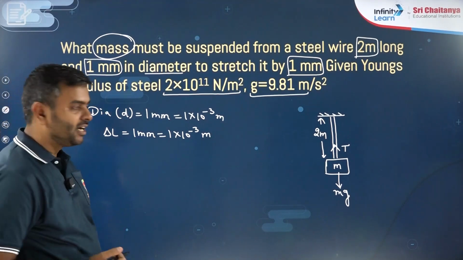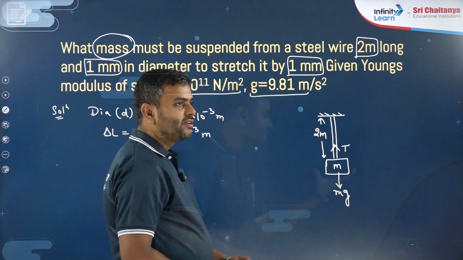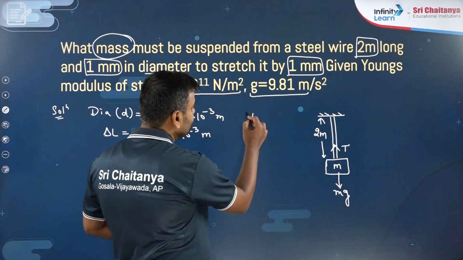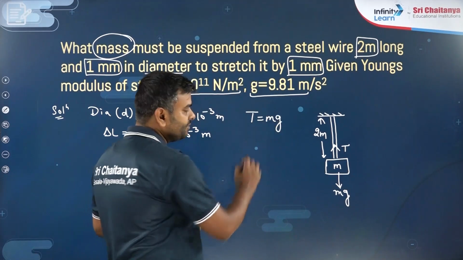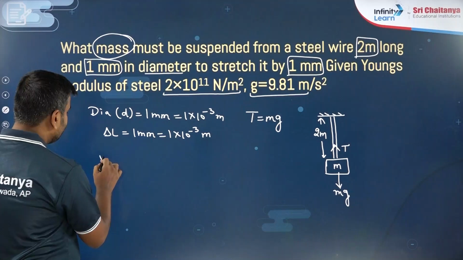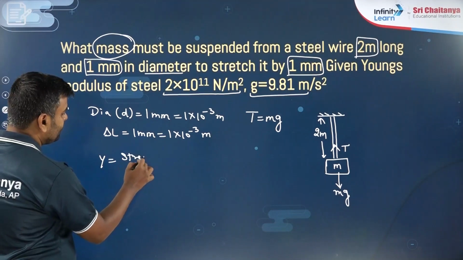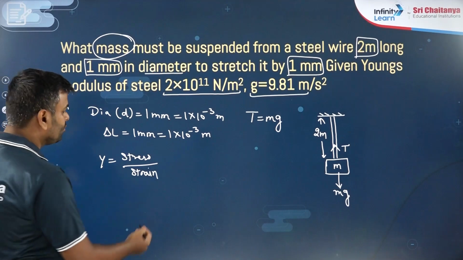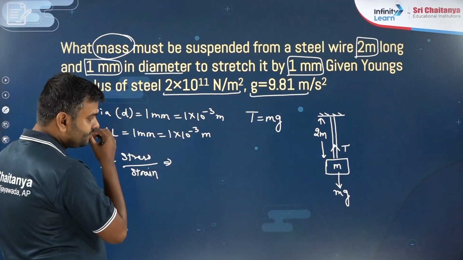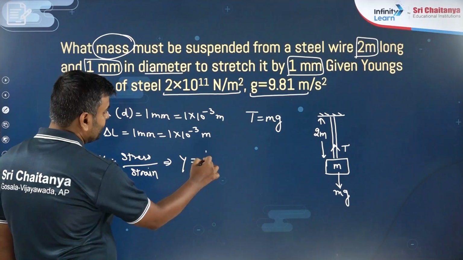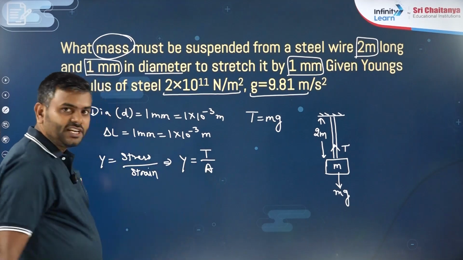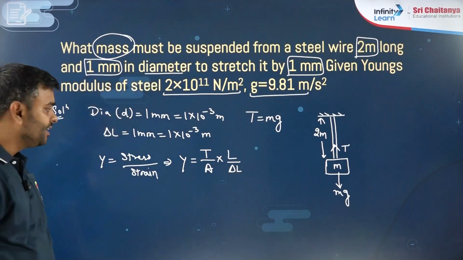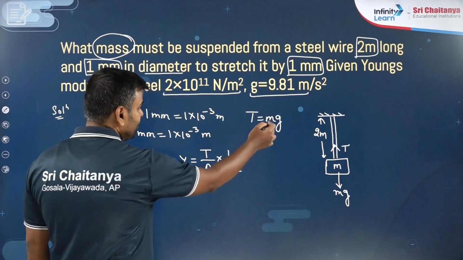How can we calculate that mass? Basically here we have an equilibrium situation. Because of that equilibrium, the tension we can directly write as equal to Mg. And we know that Young's modulus of elasticity is stress upon strain. So we can use that. From there, Y is equal to T divided by the cross-sectional area, into the length of the wire divided by delta L. This we can write. And what we have to calculate is this M.